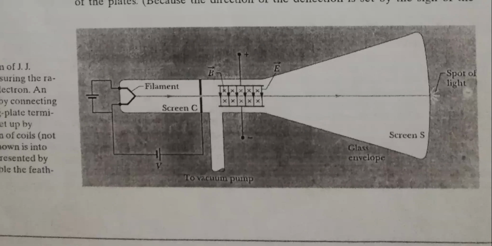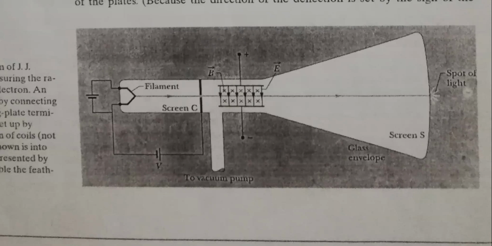Here is a filament, and here is a battery. This battery heats up the filament, and electrons are generated. These electrons are attracted by the positive potential of the battery. Here is an aperture. The aperture is used to make a beam of electrons. Due to the potential and the acceleration of the electrons, this beam enters the region where electric and magnetic fields are applied.